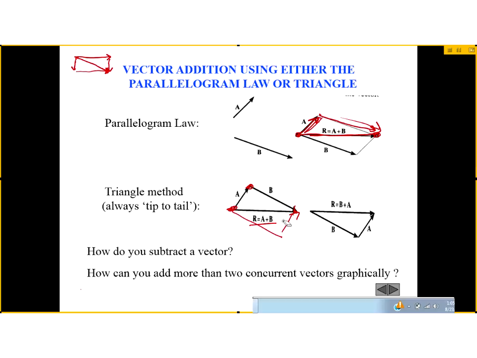So what if you want to subtract a vector? Or subtract two vectors? Like what if you want to do A minus B? How would that look? What kind of triangle would I draw if I was going to try to do A minus B?